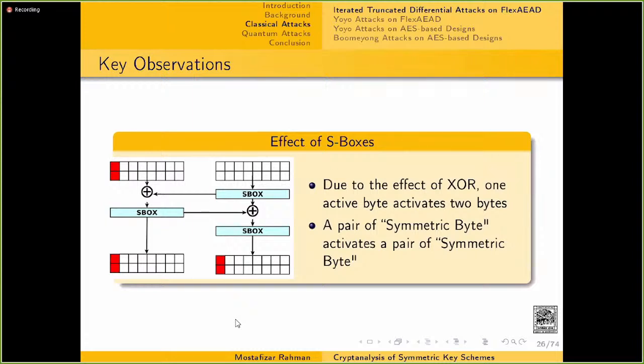The next observation is the effect of the S-boxes. We see here that one active byte activates one more byte. The special property of this byte is that these bytes are always in symmetric positions. By symmetric positions, we mean that this is my left half and this is my right half, and the position of this byte in the left half and the right half should be the same. That is why we denote it as a symmetric byte.